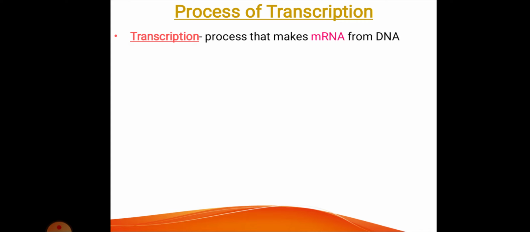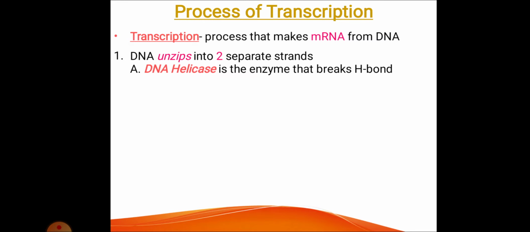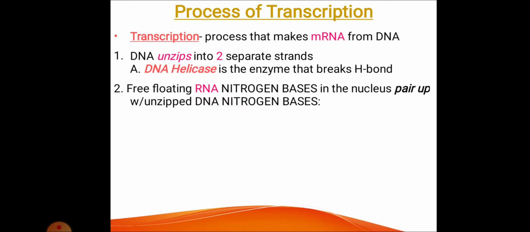In the initiation of DNA transcription, the enzyme RNA polymerase binds to DNA at the promoter region. Here, guys. Number 1, DNA unzips into two separate strands. The DNA helicase is the enzyme that breaks the H bonds. And number 2, free-floating RNA nitrogen bases in the nucleus pair up with unzipped DNA nitrogen bases.